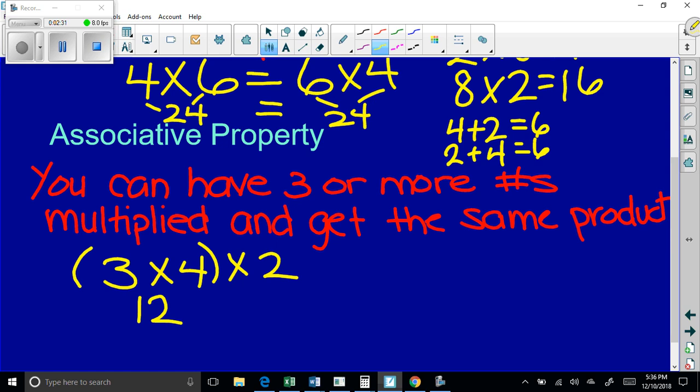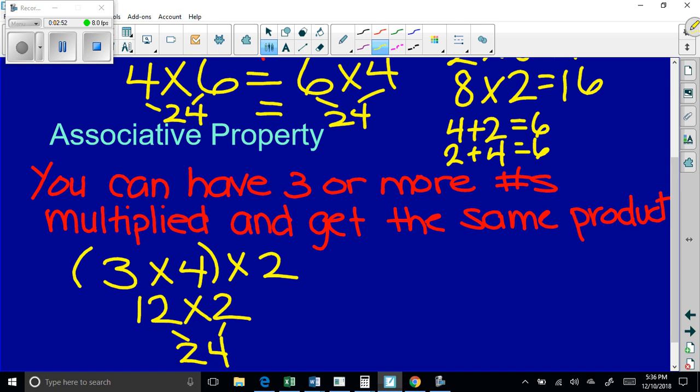So I'm going to take the product of 3 and 4 and multiply it by 2 to get the rest of the product. That was a partial product. So 12 times 2 is 24. So I can take that and multiply that together. So altogether, 3 times 4 times 2 is 24.